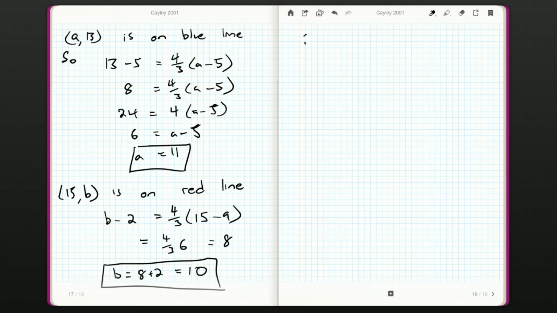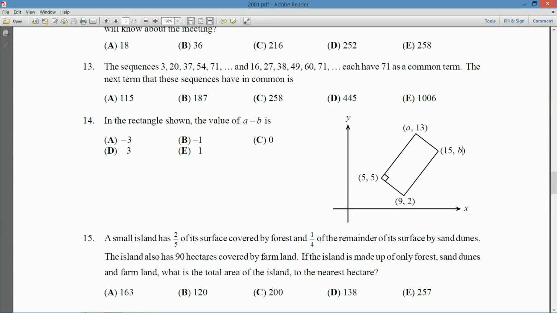Now the question asked us for A minus B. So that's 11 minus 10, which is equal to 1. And that's the final answer we want. And that's the same answer I think we got on the Pascal. Again, you can go back and check that video. So we're going to go with an answer of E.